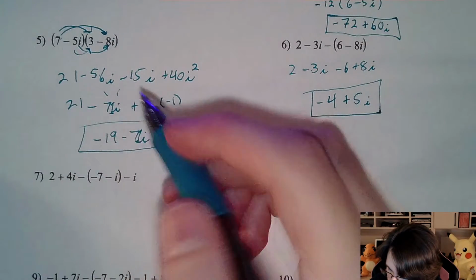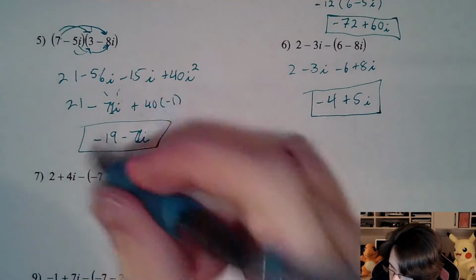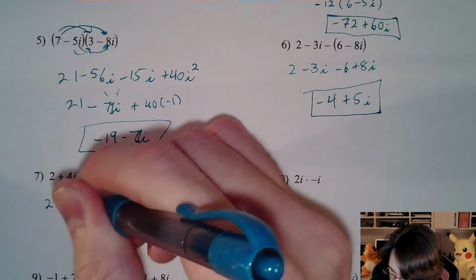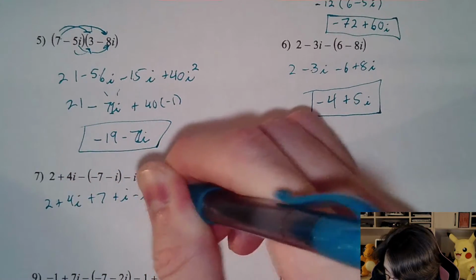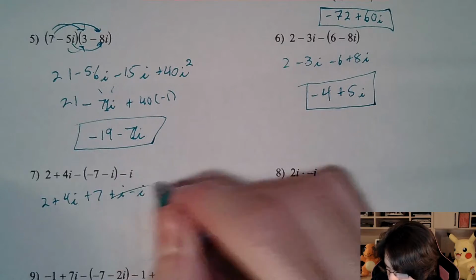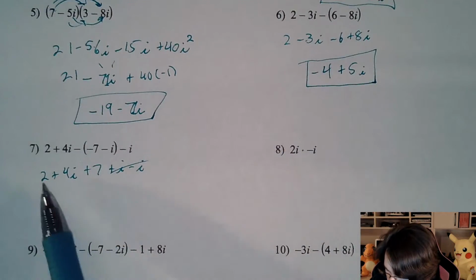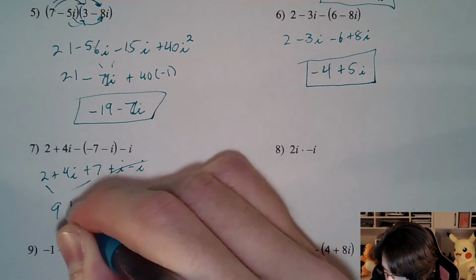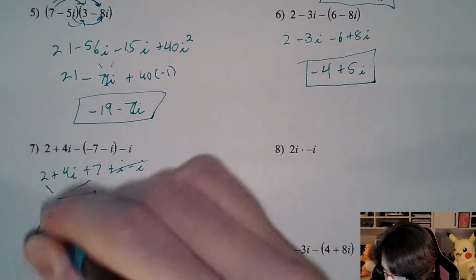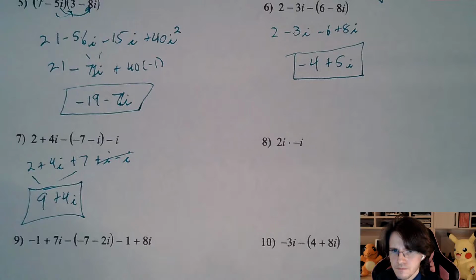Keeping it moving. Same idea that negative needs to be distributed. It's just practice. Plus 7 plus i minus i, positive i minus i. Those guys can cancel out nice and easy. And then it's just 7 and 2 added together gives you a 9 plus 4i. Beautiful.